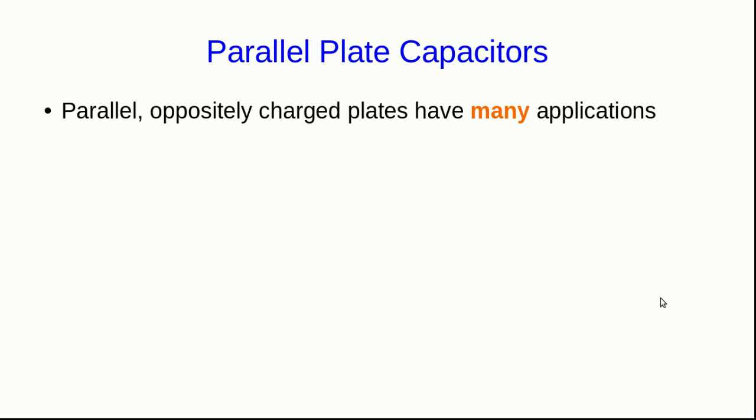There are many applications where we end up having two plates that are parallel and oppositely charged, and if they're fairly close together, we can use the approximations that we just got. One of the most common applications is something called a parallel plate capacitor, and we're going to come across this over and over again in the course. The purpose of this device won't be particularly clear to you at the moment. It'll become clearer as we go on in the course.